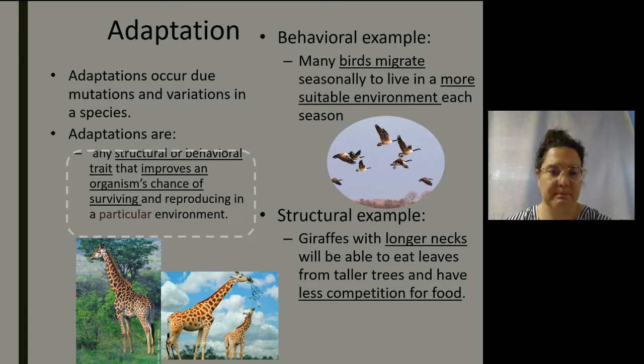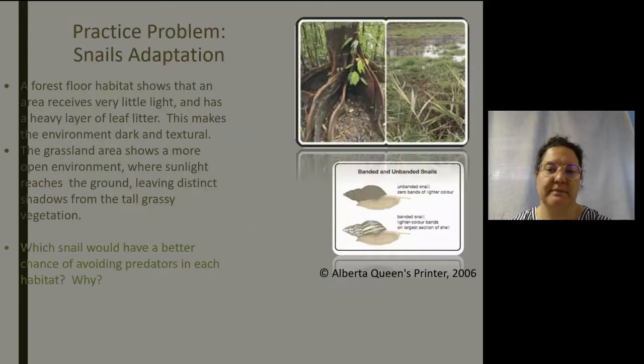So depending on whatever environment you're in, there are different positive adaptations. So like webbed feet are an adaptation in water dogs versus big hairy feet in dogs that live in cold climates like huskies.